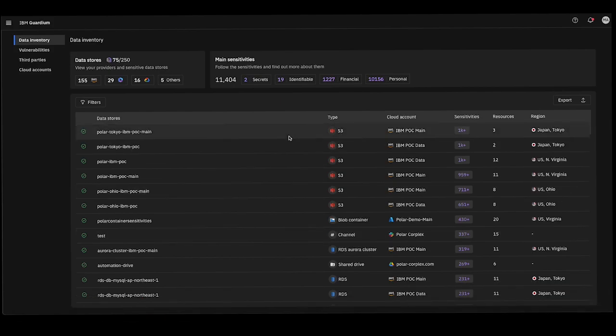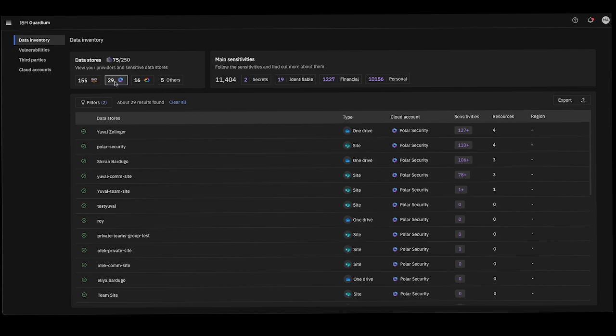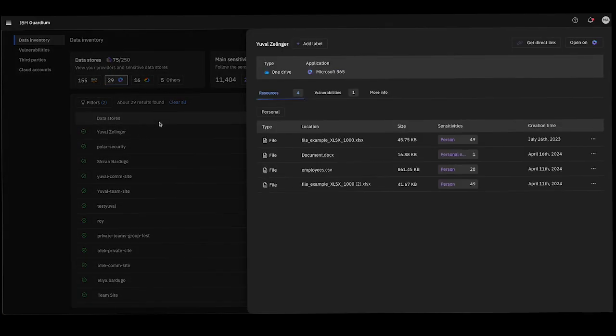This is showing us all the data that we have in our environment, all those data stores that have sensitive data. So Guardium goes in, it connects to your cloud providers, AWS, Azure, GCP, and it discovers sensitive data. Now, it also connects to certain SaaS applications like SharePoint, Slack, Jira, and Confluence. So for you, let's take a look at our SharePoint and our Microsoft 365 data that this is scanning. So we can jump in here and let's take a look at this one and see what happened.